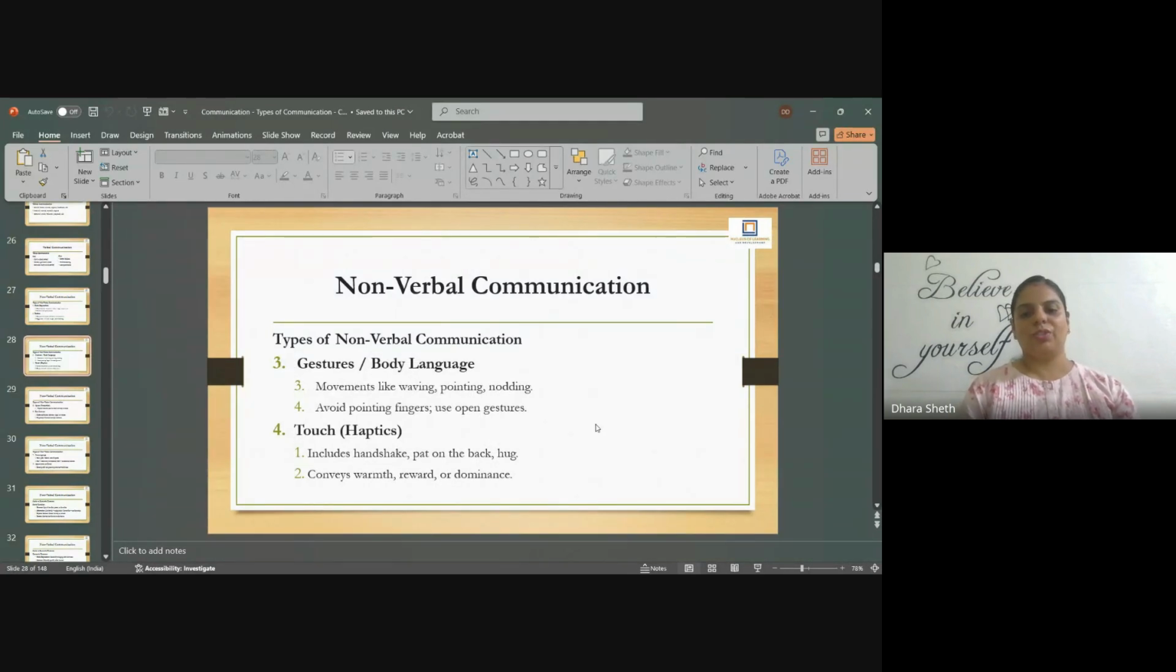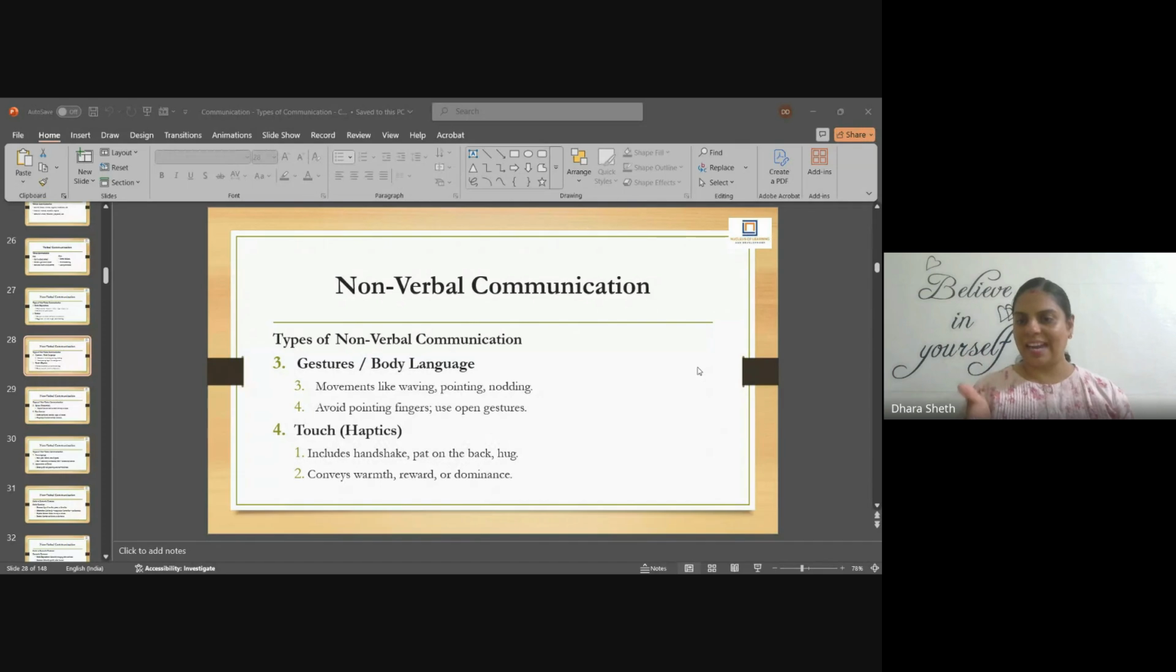Gestures or body language: waving, pointing, nodding. Avoid pointing fingers. Don't do this. It looks very bad, especially even when I'm doing it on the screen, it feels not correct. So don't do that. Have open gestures, warm, welcoming gestures. Wave, point, nod at the required points.